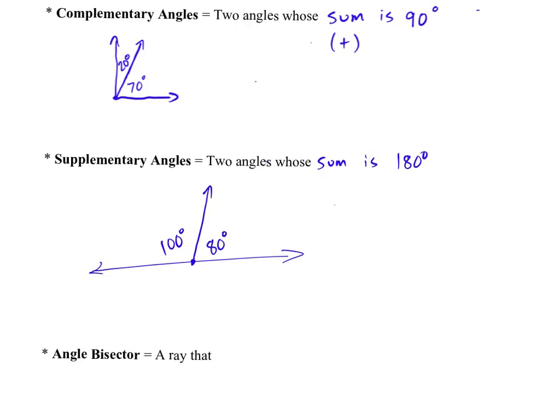So 100 degrees and 80 degrees would be supplementary angles. But any two that add up to 180 would as well. So I wouldn't write this for you, but 130 and 50, if you add those together, you get 180. So those are also supplementary.